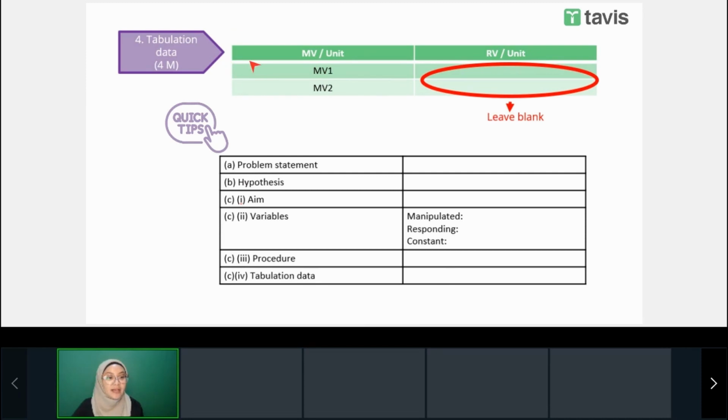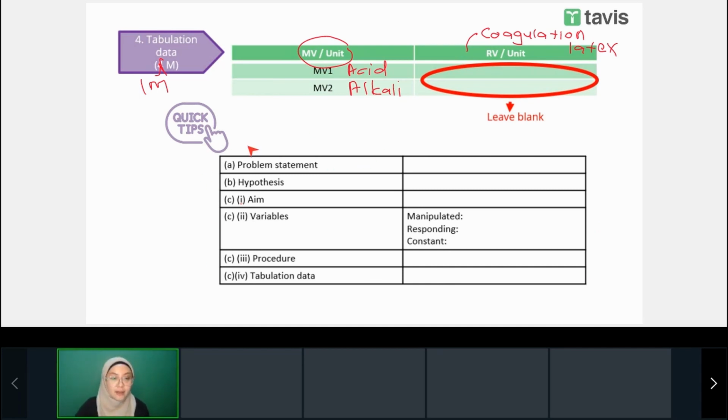So, tabulation data, another 1 mark over here. Your manipulated variables, you write your acid or your alkali, type of solution, while your responding variable is the coagulation of latex. I advise you to make a table to answer this essay question.